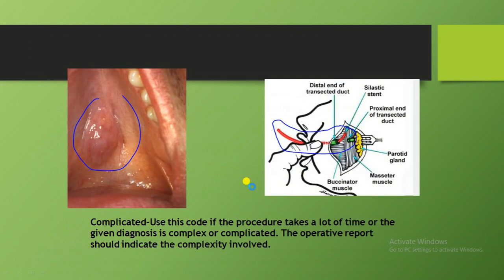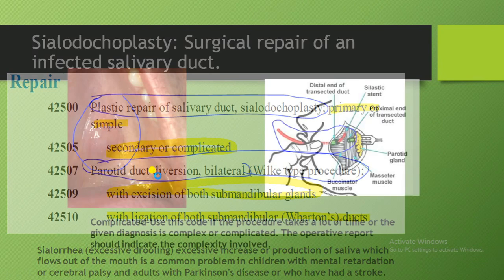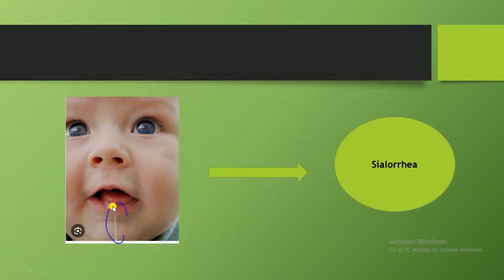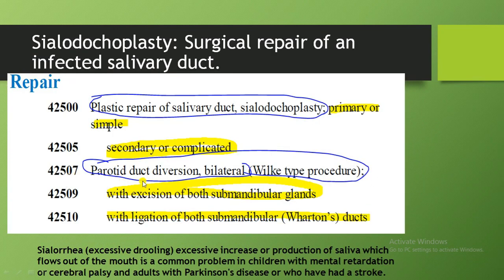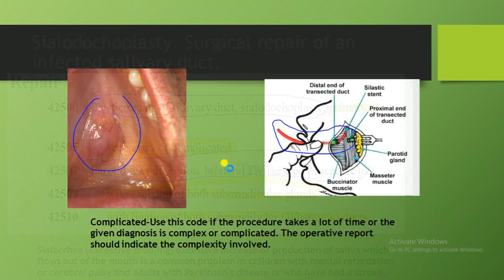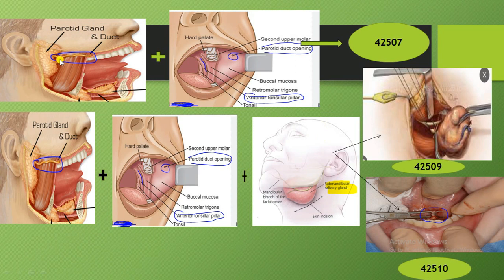To treat that drooling, the provider will do this diversion. After doing the diversion, they will not have the increased production of saliva. It is treated completely. So first we will see 42507, parotid duct diversion, bilateral. What will the provider do in this procedure? See here, where is the parotid duct? In front of the parotid gland. This is the parotid gland and this is the parotid duct. He will divert this duct into another location. So where will he keep that duct?